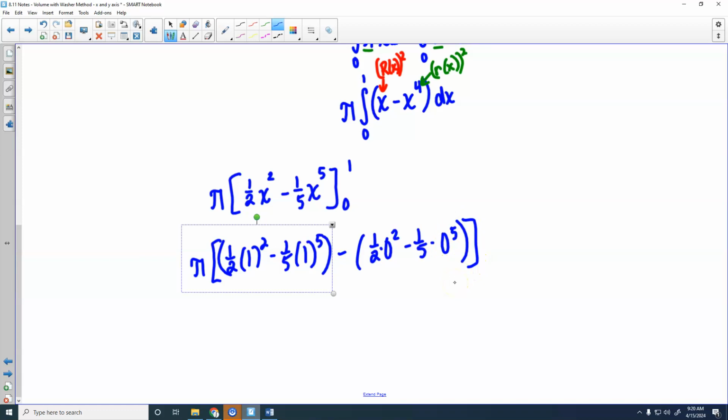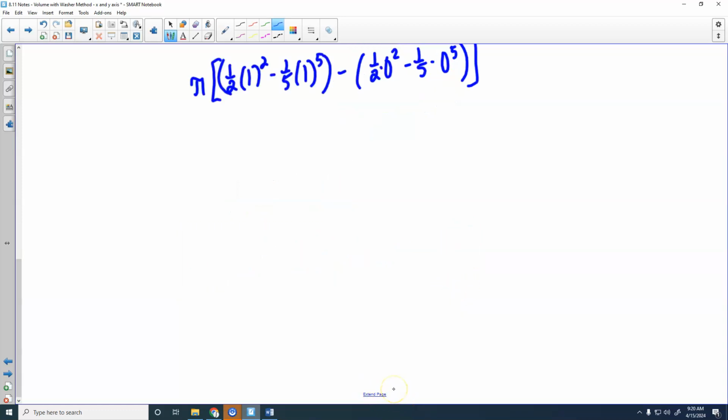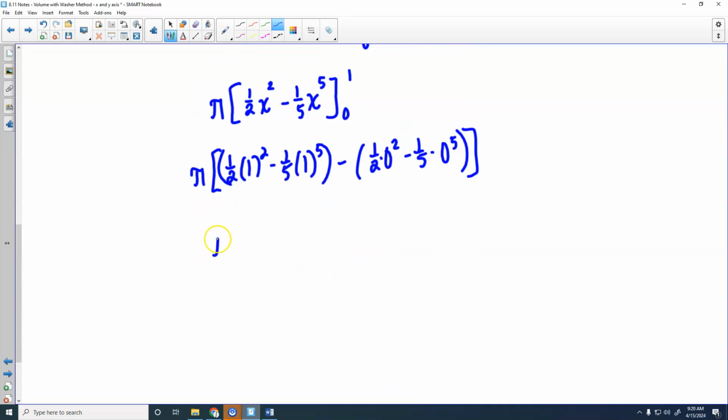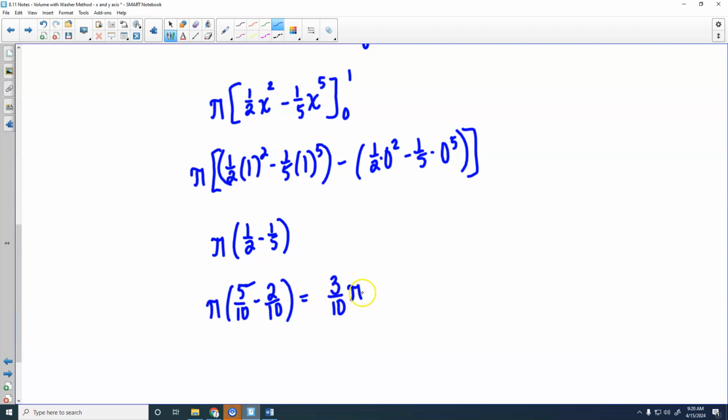Right here, you don't necessarily have to plug in that 0. I just don't want you to get in the habit of always thinking it's 0, because like cosine of 0 is not 0. Depends on what function you're dealing with. So we're just going to get pi, and then we'll have 1/2 minus 1/5 right here, which, if we get common denominators, is going to be 5/10 minus 2/10. So we will get 3/10 times pi, or you might see it as 3 pi over 10 for that. And that would be our volume.